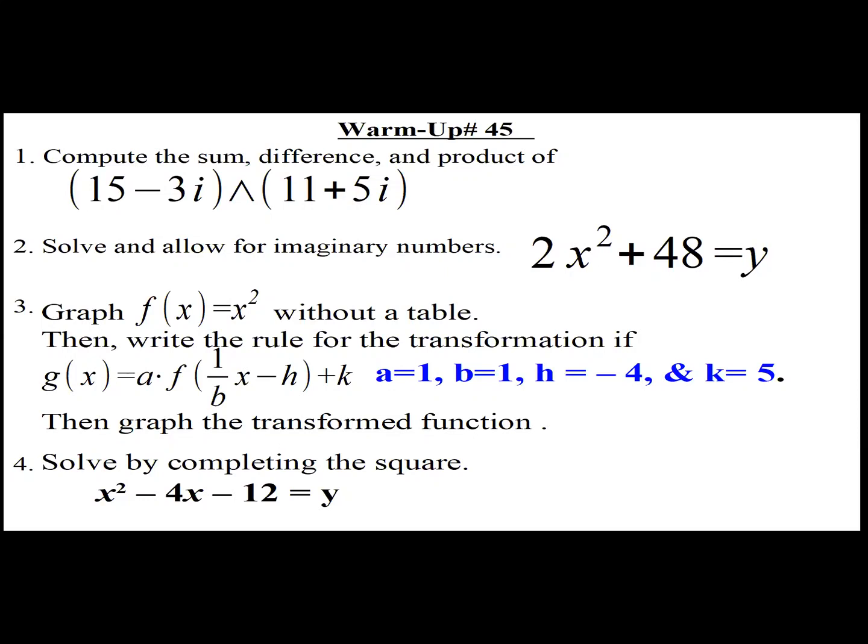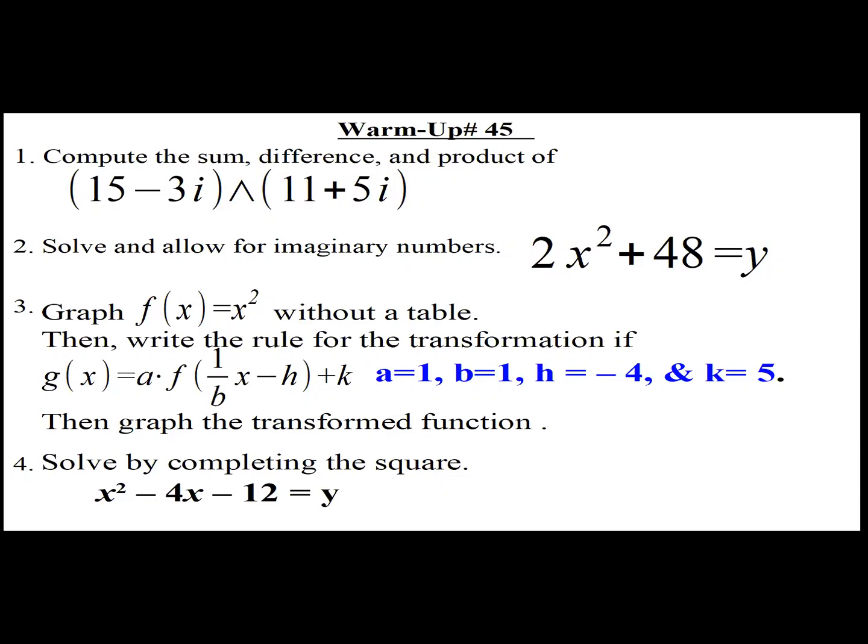Number 3, graph f of x equals x squared without a table. Then write the rule of the transformation if the general rule g of x equals a times f of 1 over b(x minus h) plus k, given the parameters a equals 1, b equals 1, h equals -4, and k equals 5. And then graph the transformed function. And number 4, solve by completing the square. Given the equation is x squared minus 4x minus 12 equals y. I'll give you guys some time for that and then I'll go over those with you.